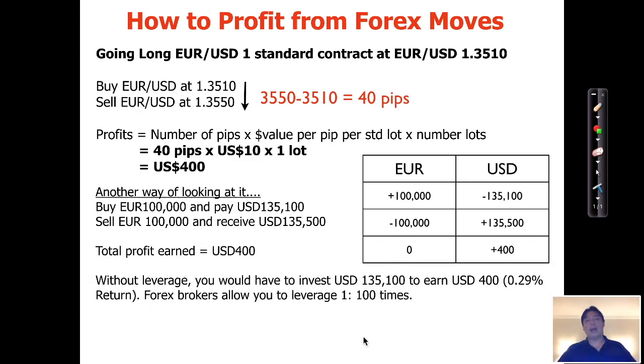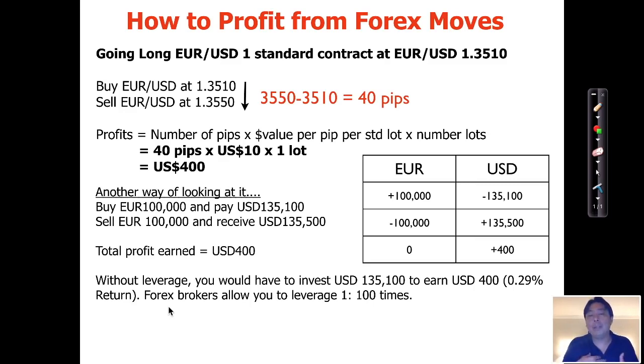Notice that if you don't use leverage, you would have to invest $135,100 or 100,000 euros to earn $400 US. In other words, you're earning $400 US from $135,100. That's a 0.29% return. You say that's such a small return. You're not going to buy 135,000 US dollars to make $4. Are you nuts? That is why in forex, all forex traders use leverage. Because if you don't use leverage, it doesn't make sense, because currencies move very little every day.